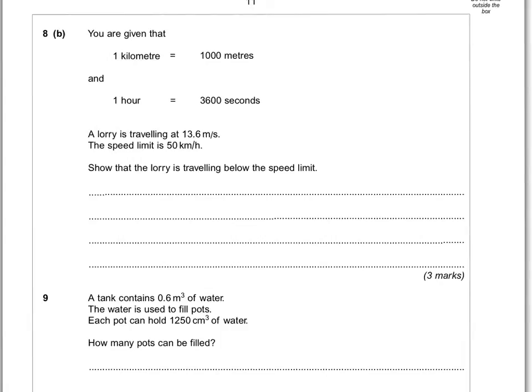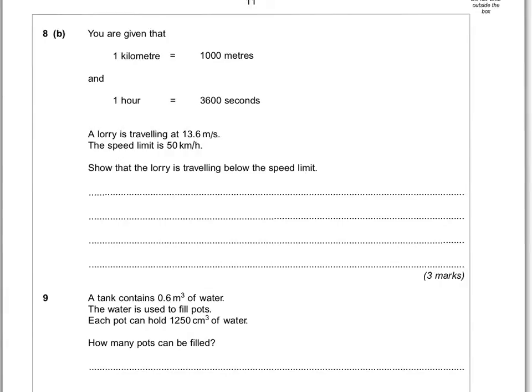So in this question we're told that a lorry is travelling at 13.6 meters per second, and that's compared to a speed limit of 50 kilometers per hour, and we have to decide whether the lorry is travelling below the speed limit. So we need to change one of these numbers so it matches the other one. We either need to change 13.6 meters per second into kilometers per hour, so we compare it to the 50, or you could actually change the speed limit and change 50 kilometers per hour into a speed in meters per second and compare that. I'm going to choose to change the 13.6 meters per second into kilometers per hour.